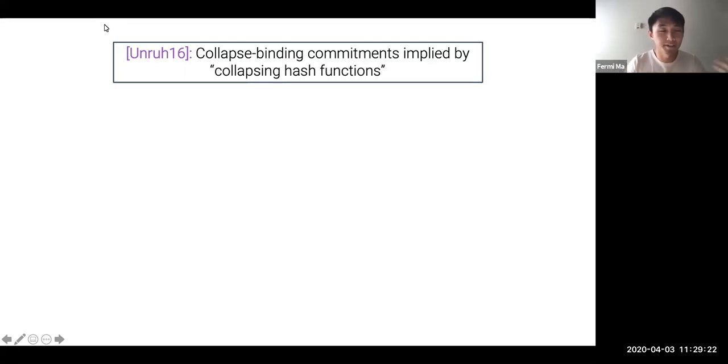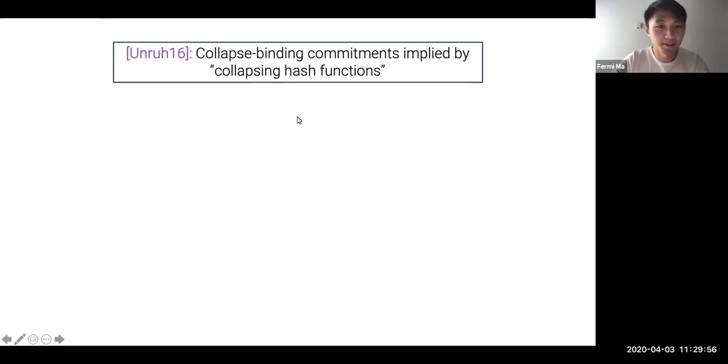And if you want to get some statistical hiding property, you can use the standard Halevi-Micali trick where you commit to some universal hash of your message, and the binding property follows through. This collapsing property of a hash function, which I'm about to define, is in some sense the quantum analog of collision resistance. We'll get into that in a little bit.